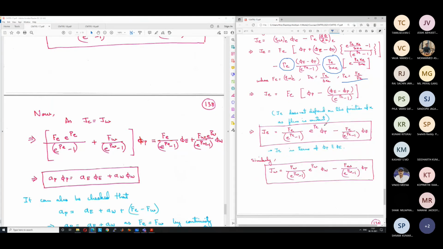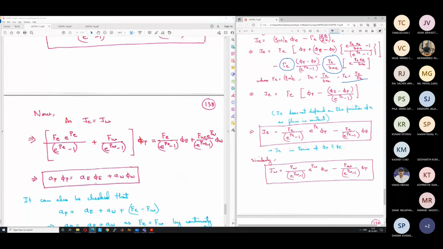So all the phi P terms you put together. This coefficient is Fe e to the power P by e to the power P minus 1. And from the second expression, this negative will become positive because you have to take it to the other side, plus Fw by e to the power Pw minus 1. So this is the coefficient of phi P. On the other side, we have the coefficient of phi E. This we have to take to the other side, so it will become positive: Fe by e to the power P minus 1 phi E. And this will remain on this side: Fw e to the power Pw by e to the power Pw minus 1 phi W.